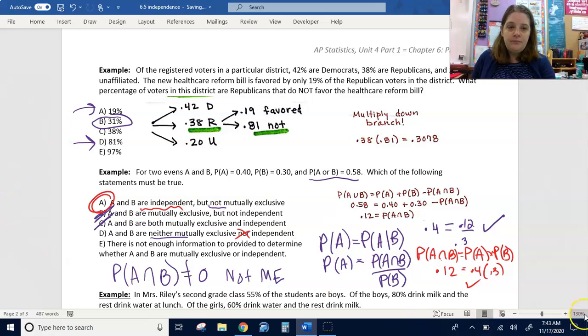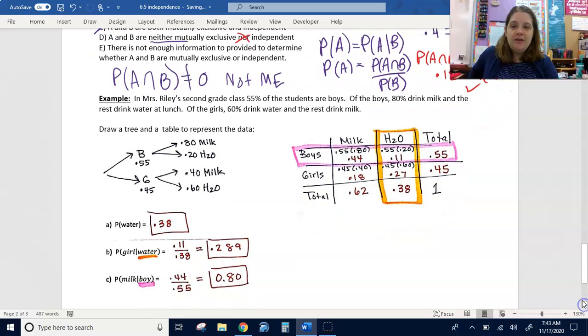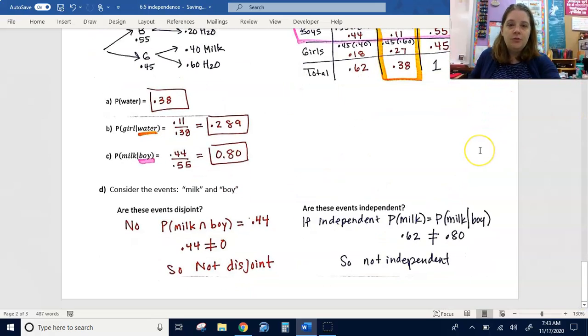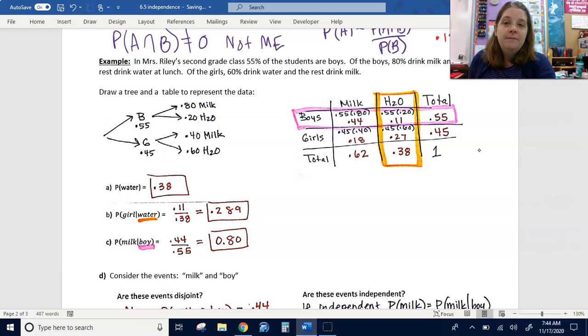Okay? All right. Here's another one where you could answer a question based on this table. So in Mrs. Riley's second grade class, 55% of the students are boys, and of the boys, 80% drink milk and the rest drink water at lunch. Of the girls, 60% drink water and the rest drink milk. So I've already done the work here, but again, I separated first into boys and girls. Okay, 55%, which means the rest are girls, 45%. And then of the boys, 80% are drinking milk and the rest are drinking water. So 80% milk, 20% water.